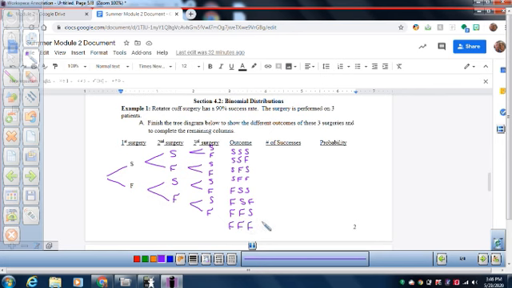Going back to the fundamental counting principle, there are 2 ways that each surgery can happen, or the outcome of each surgery. So there should be 8 possible outcomes if we have 3 surgeries. So 1, 2, 3, 4, 5, 6, 7, 8. When we look at the number of successes here, I have 3 successes, 2, 2, 1, 2, 1, 1, 0.